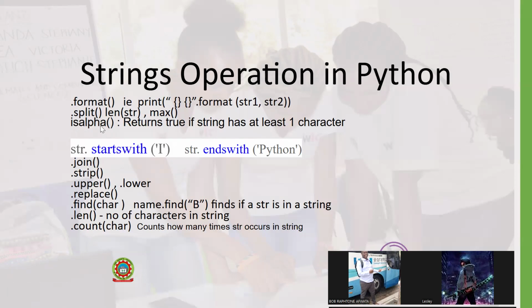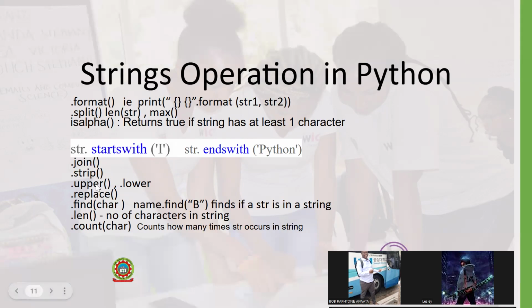For example, isalpha will return true if the string has at least one character. Then startswith will check if the string starts with a character, and similarly endswith will check if it ends with the word or string Python. Then join will be used to join. Strip will remove some parts from the string.